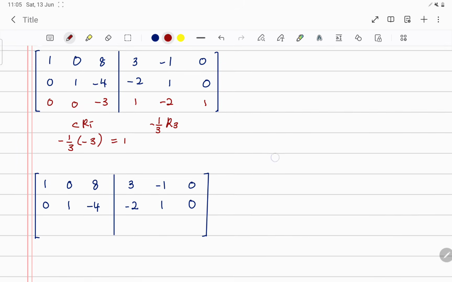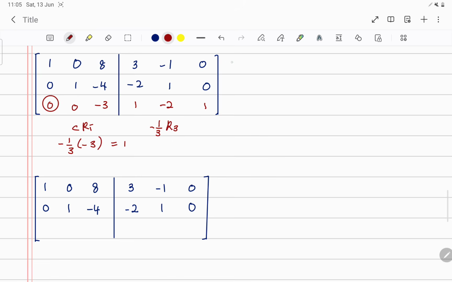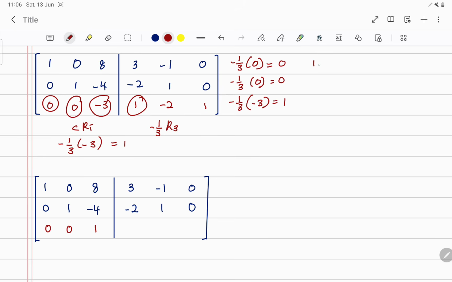Okay, so here the first one we have 0. So negative 1 over 3 multiply with 0, then you're going to get equal to 0. Then you put 0 here. The next one you have 0. So negative 1 over 3 multiply with 0, you get equal to 0. Put 0 here. The next one, we have negative 3. So negative 1 over 3 multiply with negative 3, the answer is equal to 1. Then you put 1 here. Okay, the next one you have 1. Negative 1 over 3 multiply with 1, then you're going to get negative 1 over 3. So here you put negative 1 over 3.